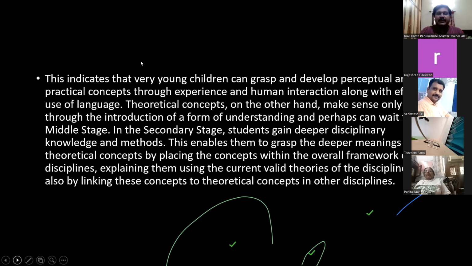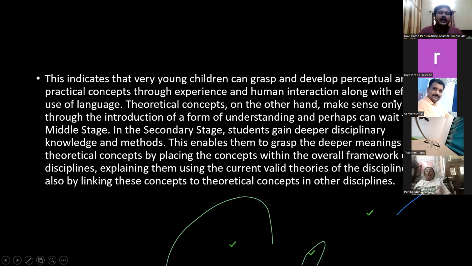This indicates that very young children can grasp and develop perceptual and practical concepts through experience and human interaction, along with effective use of language. Theoretical, so it is clear, isn't it? By looking and by doing, okay, children will understand most of the concepts. And language is also helping them. There is no doubt about it.